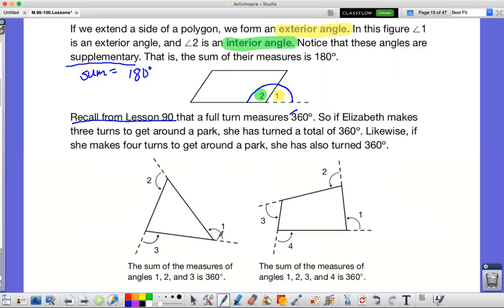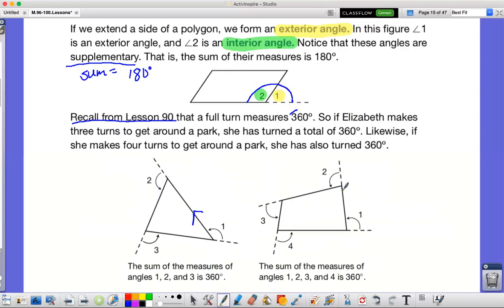So if she's facing one direction, but then she takes a nice sharp left and then another sharp left, and then she turns back this direction, she's still looking in the exact same position. So essentially, when you add all 3 of those turns up, it's 360 degrees.